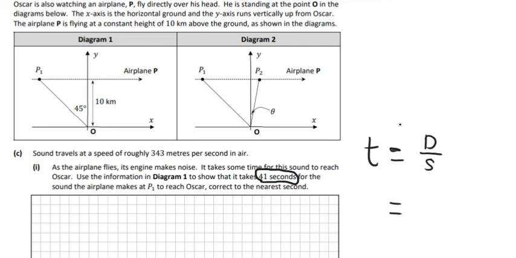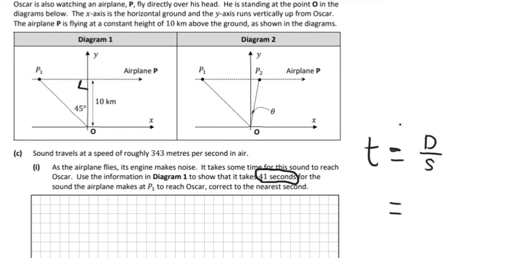So the distance is the problem really. We need to know the distance from P1 to Oscar. So from P1 to Oscar is this line here. It's that part of the right angle triangle, and that has to be a right angle triangle as well.